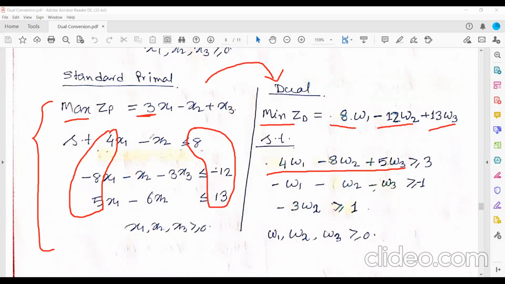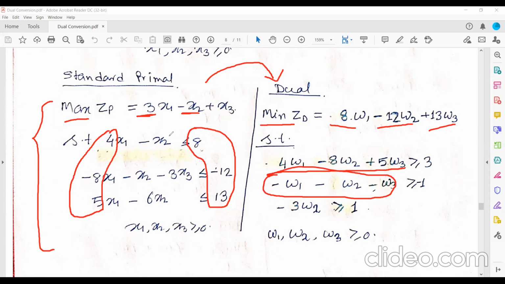Next, take the coefficient of x2 in column form: minus W1, minus W2, minus W3. And that will be less than, so it becomes greater than or equal to the coefficient of x2 in the primal objective, that is minus 1.